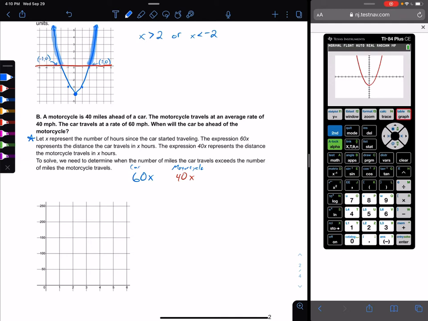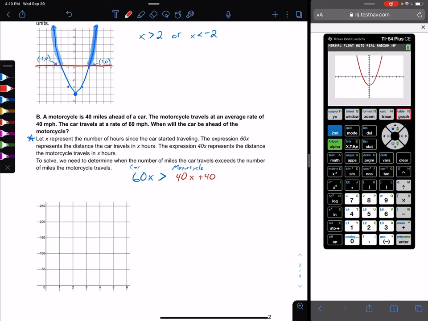And then to solve that, we need to determine when the number of miles the car travels exceeds the number of miles the motorcycle travels. So we need the car to be greater than the motorcycle, but the motorcycle is 40 miles ahead of the car. It has a head start, so we need to include that plus 40 as part of our equation. Oh, sorry, our inequality. If I left this off, well, 60x is greater than 40x right away if we're talking in terms of distance and time. But the motorcycle has a head start, so we want to know when it catches up. Let's keep this in color.